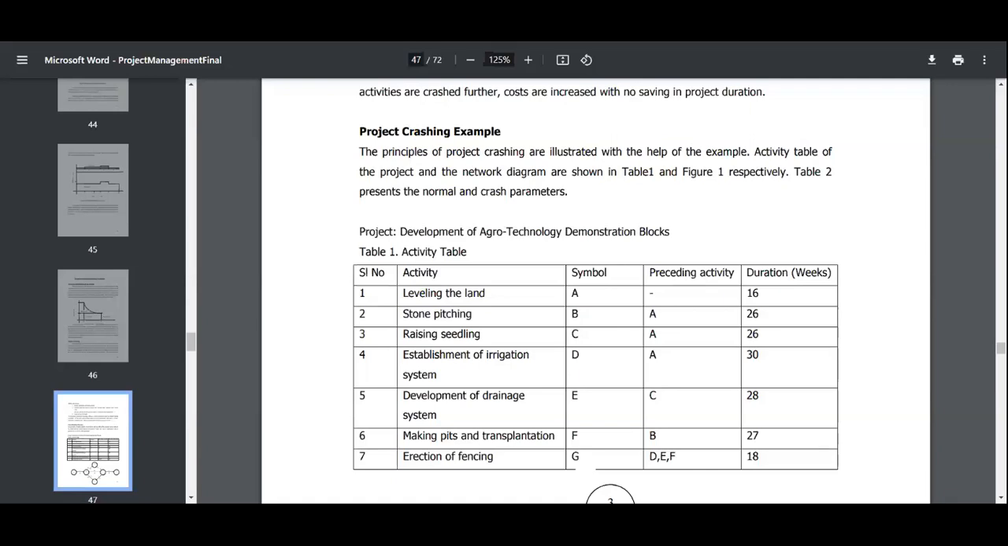So a symbol is given, which means a code is given. All activities and all work are different, and they require some experts or some kind of manpower. So they have just noted the code of that activity. Labeling the land, they have given the symbol A, then B, C, D, E, F, G.